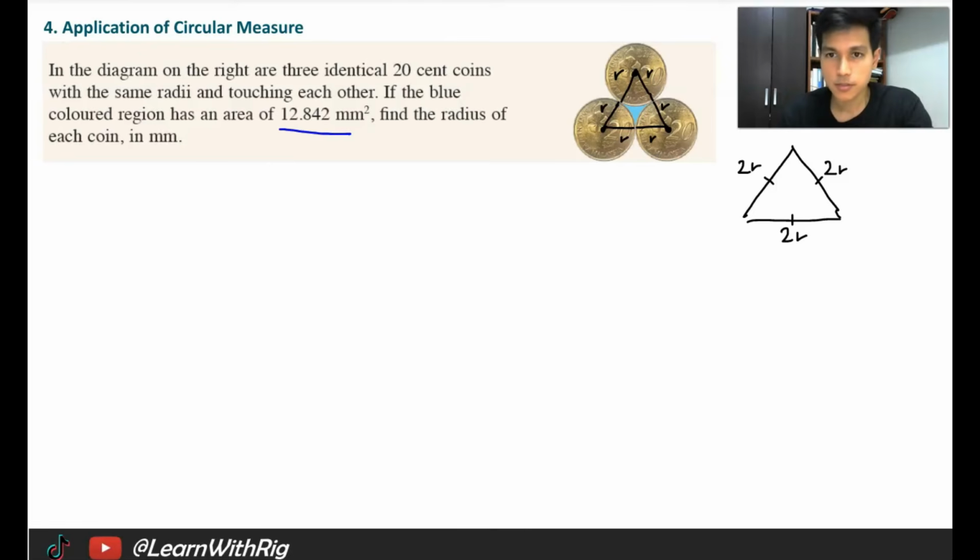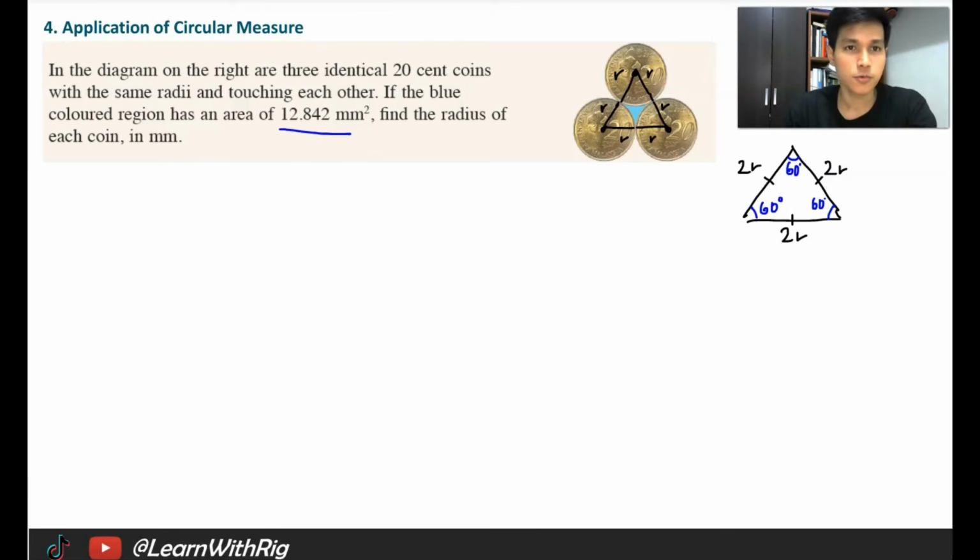And for an equilateral triangle, what are the properties? The property is all three angles are the same, which is 60 degrees. 180 divided by 3, so you get 60 degrees for each angle. So now we can use this info to solve.